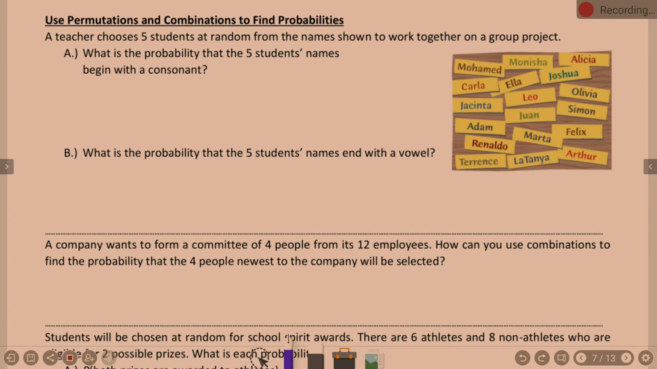Now, we need some information from this chart. First of all, how many names are we looking at here? 18. You've counted, there's 18 names. And then for part A, we need how many students' names begin with a consonant. What is a consonant? Any letter that's not a vowel, the opposite of a vowel. Vowels are A, E, I, O, U, consonants are everything else. How many names begin with consonants here? 13. I have 13 written down.